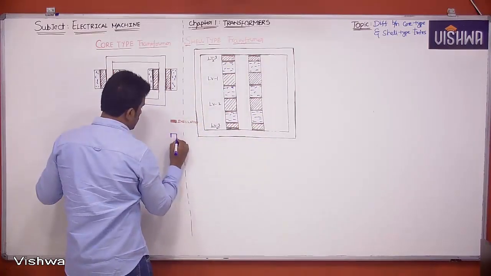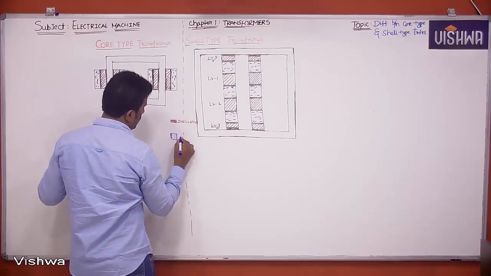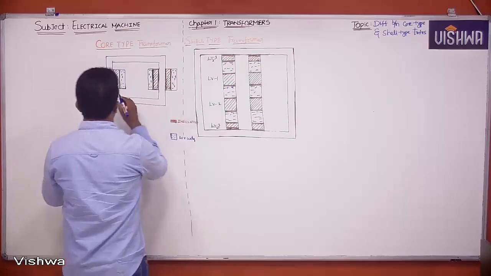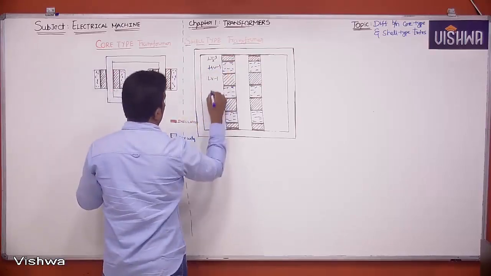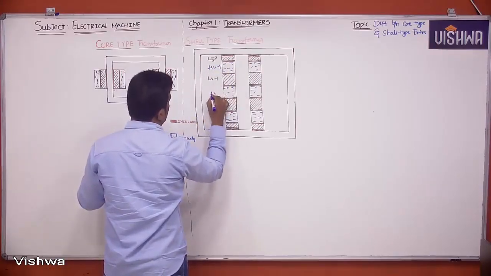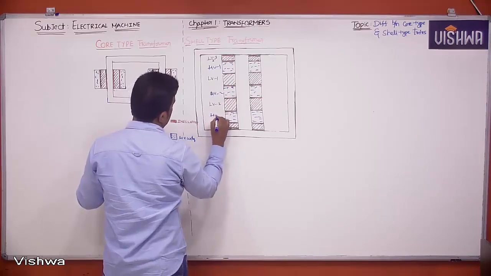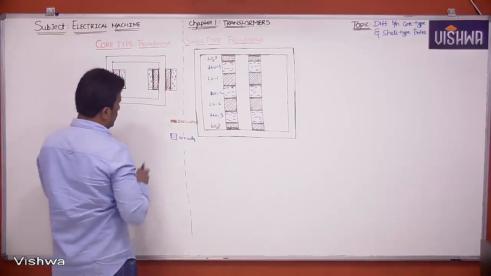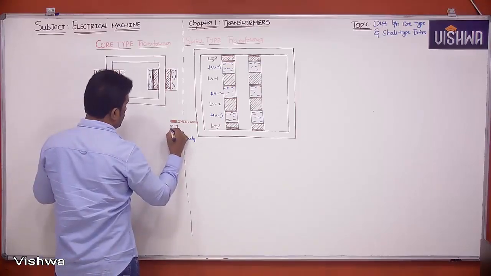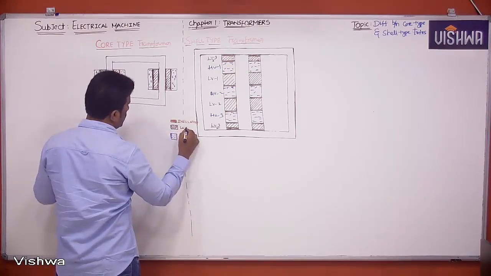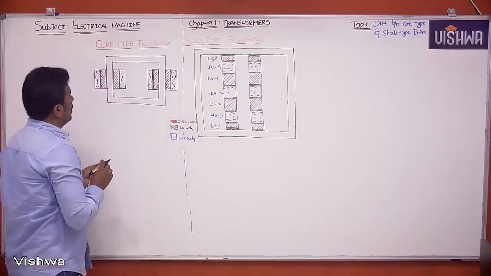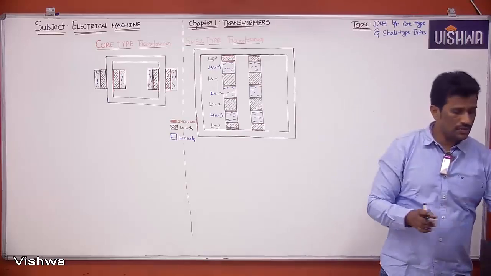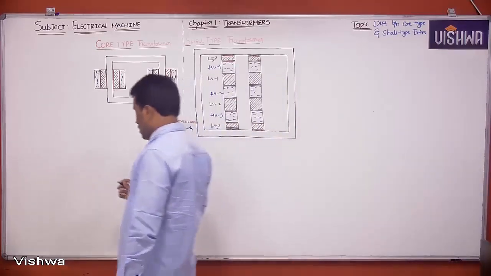So this indicates high voltage winding. Here HV1, LV1, HV1, HV2, LV2, HV3, LV3 by 2, right? And as I told you, let me use black color for these lines, low voltage winding. Okay. Now let me discuss this one, in core type transformer.